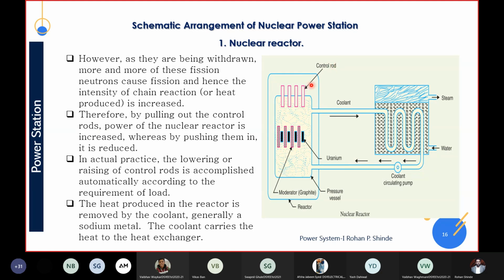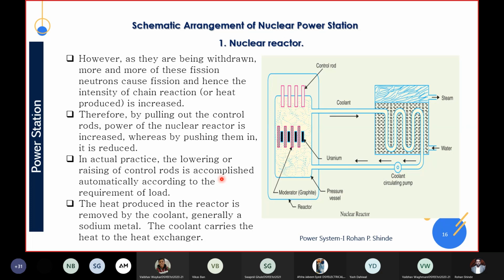That means when this control rod is pulled out, it will increase the power of the nuclear reactor. When it is pushed inside, it will reduce the power of the nuclear reactor. In actual practice, the lowering or raising of the control rods is accomplished automatically according to the requirement of load.